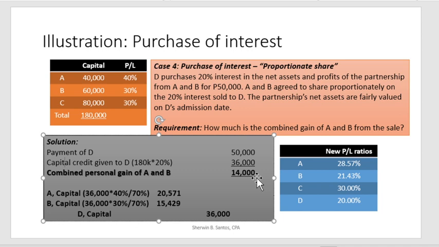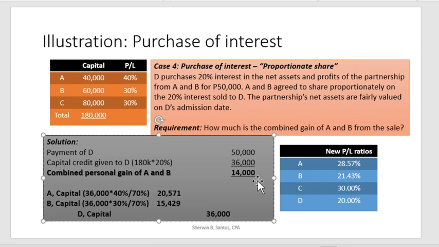So the question is, how much is the combined gain of A and B from the sale? So 14,000. So the answer for case number 4 is 14,000. Ito na yung final answer. But let us dissect pa. I-check pa, i-explain pa natin, i-elaborate natin itong discussion related to this.